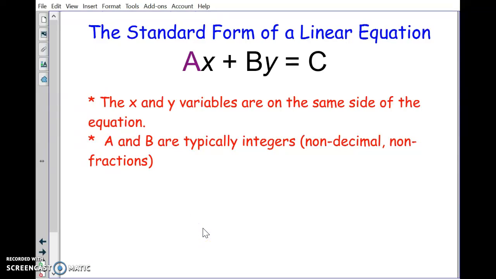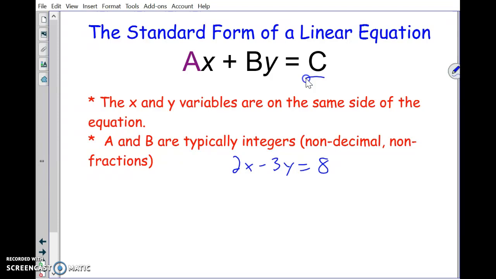Alright, our final form is standard form of a line. In standard form, you have the x and y variables on the same side of the equation, and then you'll have any other part on the other side called c. Typically when you have standard form, the a and b part can't be decimal or fraction. As an example, 2x minus 3y equals 8 would be standard form.